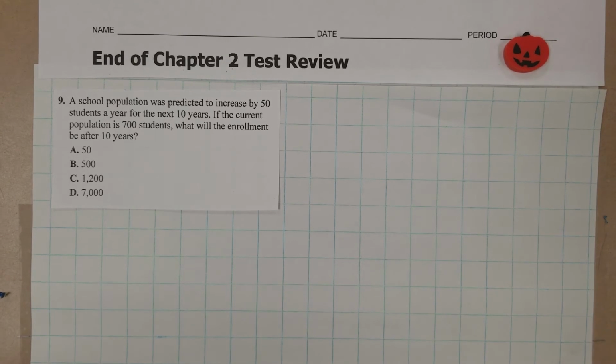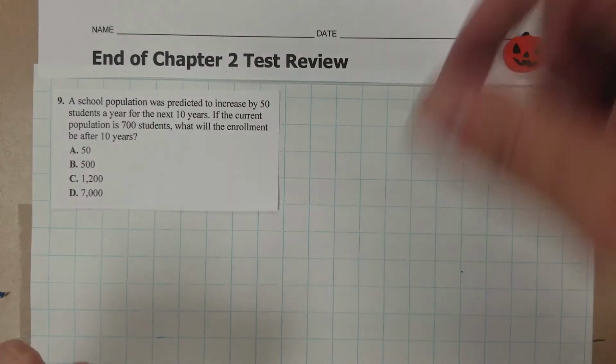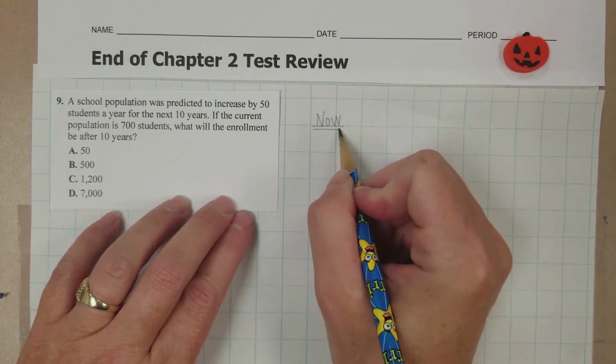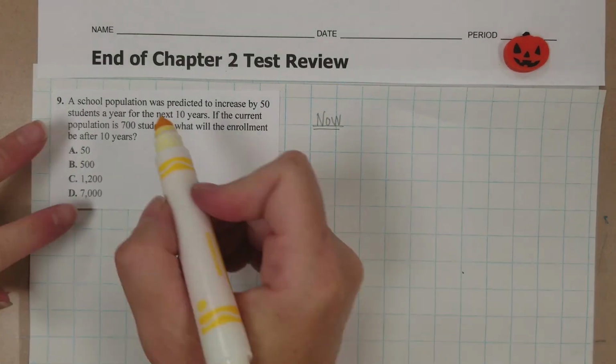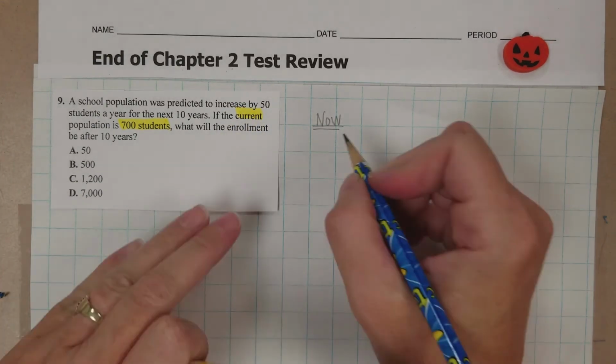Question number 9. A school population was predicted to increase by 50 students a year for the next 10 years. If the current population is 700 students, what will the enrollment be after 10 years? Right now, the school has 700 students. That's their current enrollment, 700 students.